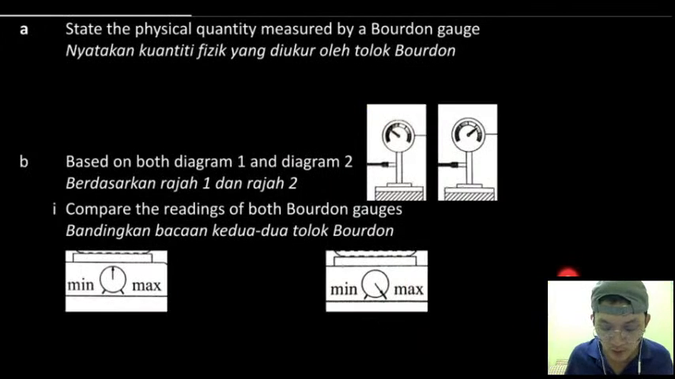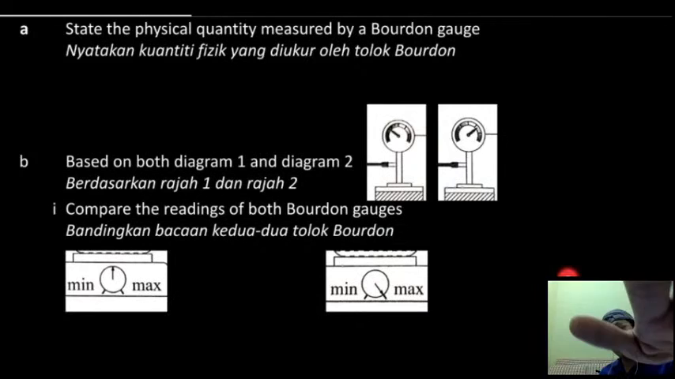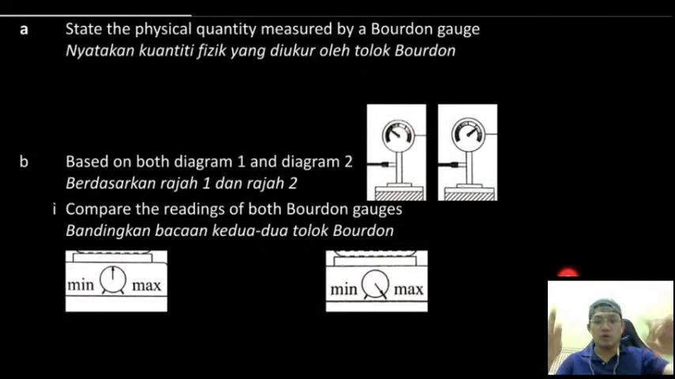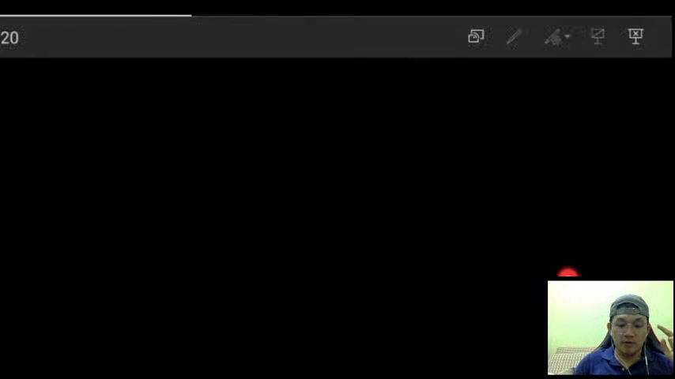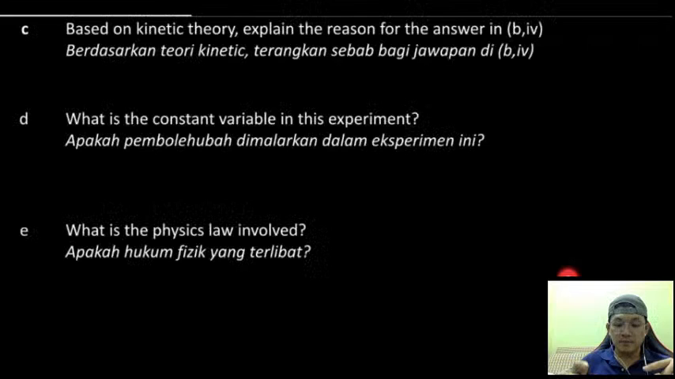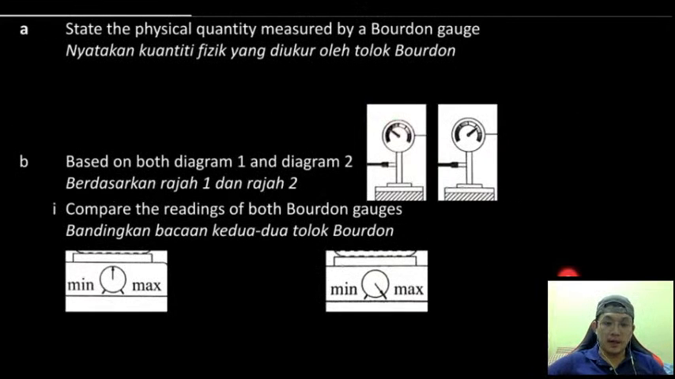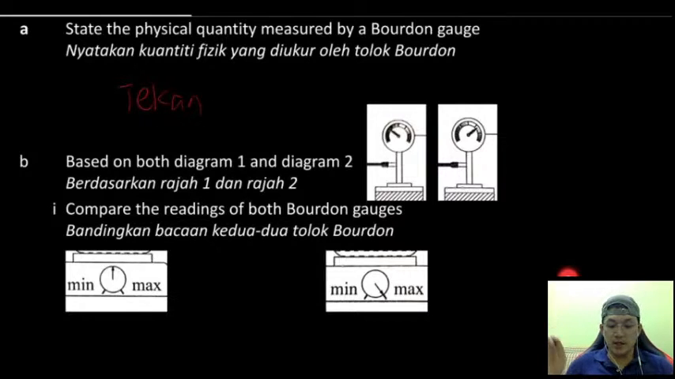State the physical quantity measured by Bourdon's gauge. Tolok Bourdon. I'm sorry, tolok Bourdon kita tak dapat guna dalam eksperimen dekat sekolah. Because the tolok Bourdon in sekolah sudah jadi tolok. Okay, so don't end the slide. Don't end the slide. What going wrong, guys? Okay, so apakah yang diukur? Dia ialah tekanan. Okay, pressure. It is measuring the pressure.